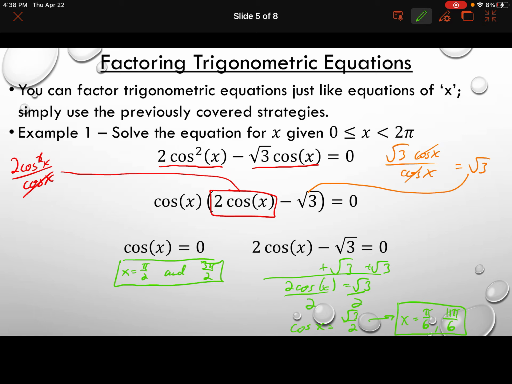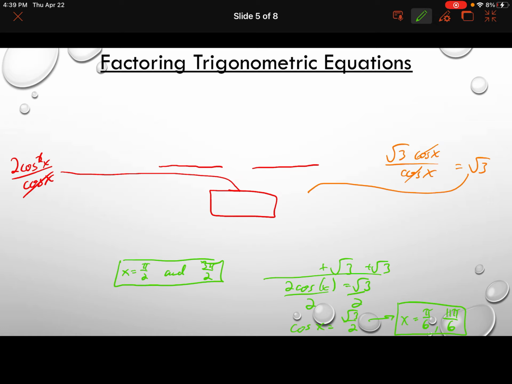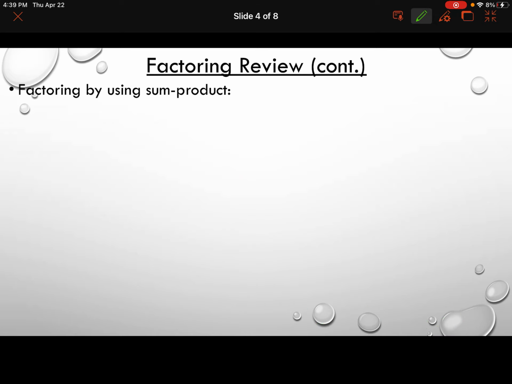Let's look at another method of factoring, which is a little bit different. Factoring by using sum and product. So this goes back to possibly Algebra 1, and if not Algebra 1, then Algebra 2, this idea of having this kind of equation: x squared plus 8x plus 15 is equal to 0. A quadratic, for those that remember. So this would have been your second bell ringer problem. Factoring by using sum and product.